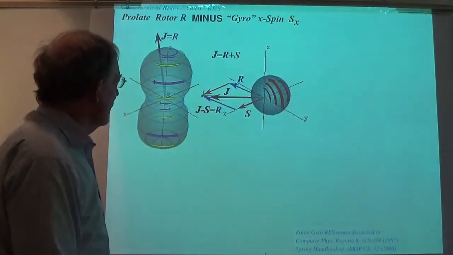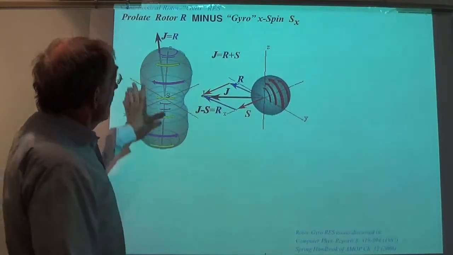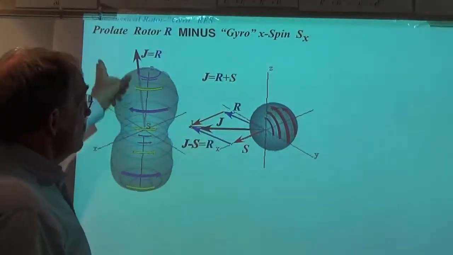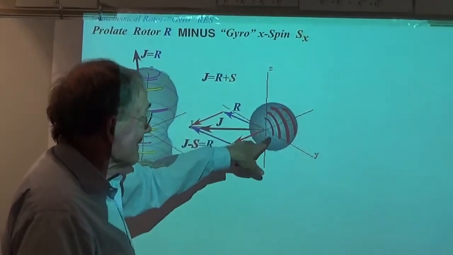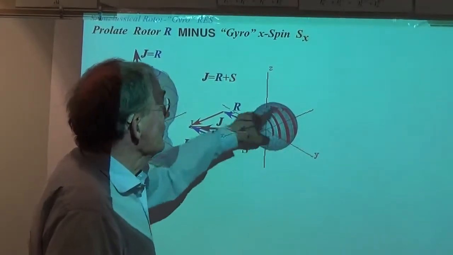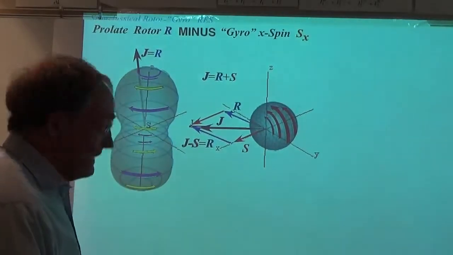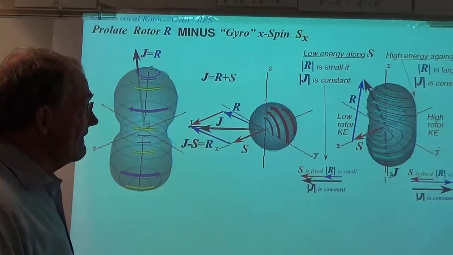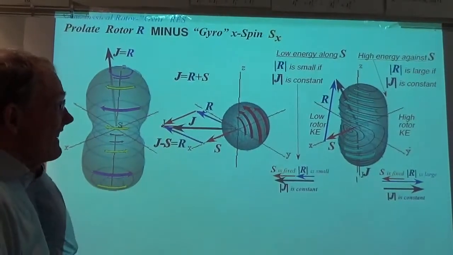That's screwy about this. So, if you already had a rotational energy surface like the peanut, and you add the gyro, okay, this off-center sphere to this, that's what you get. Okay, now what's going on here?